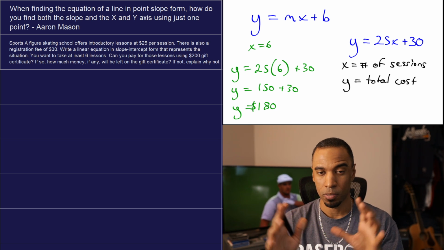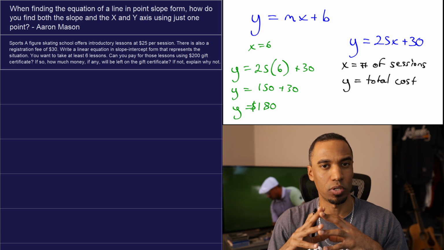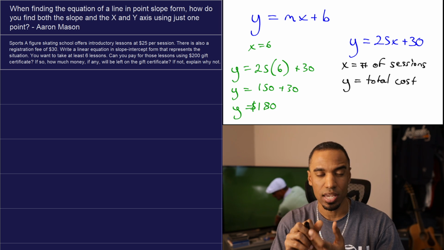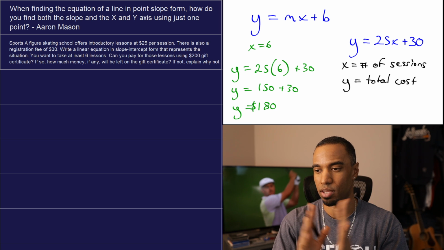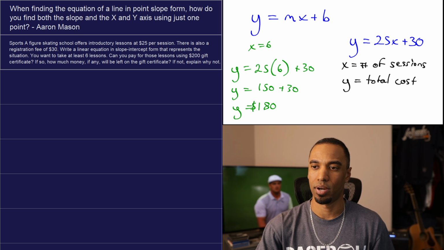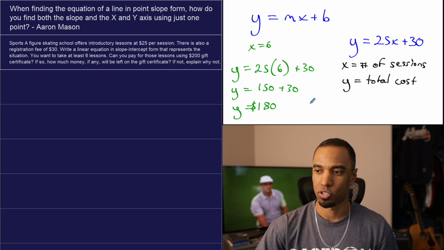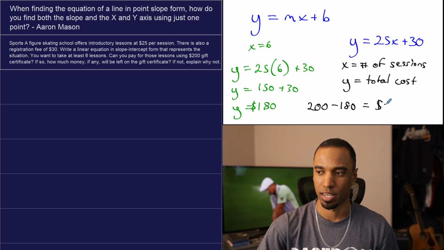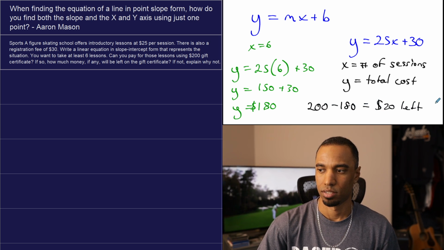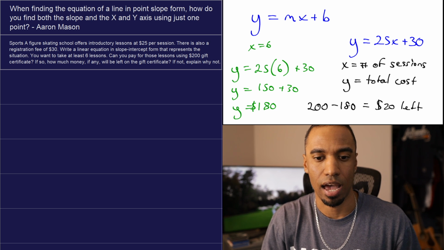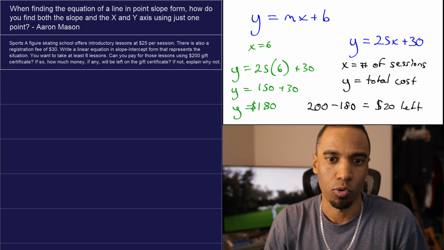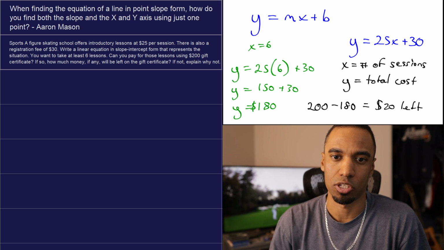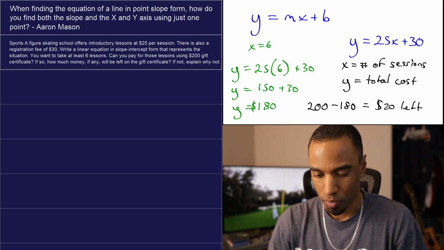Yes, for 6. It says at least 6, though, which is kind of weird, because if I do 10 sessions, I'm going to go over my amount. But if it's 6, let's just say 6. If it's 6, I've only paid $180. I have a $200 gift certificate. I have $20 left on the certificate, because I have more on my gift certificate than I'm actually paying for. So if so, how much money will be left on the certificate? $20. If not, explain why not. Well, there it is. Okay, I answered your question.